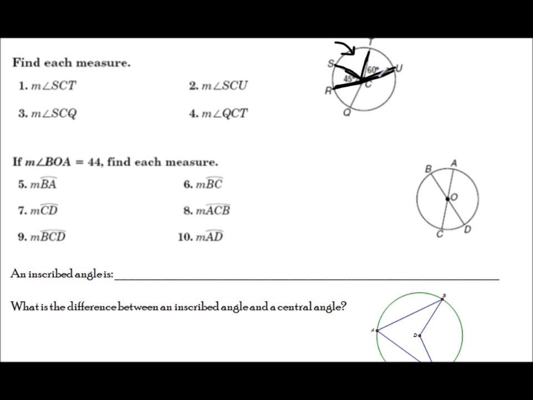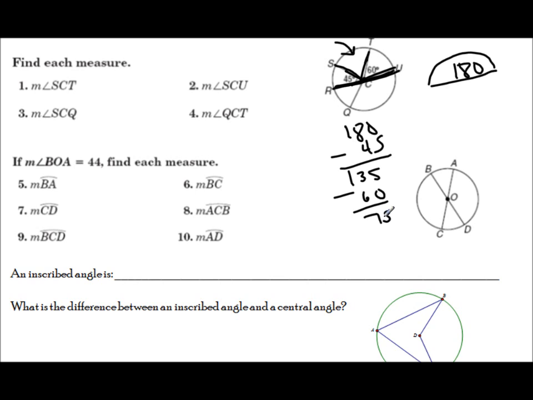And we don't know this angle right here. But if you notice, this is the diameter of the circle. So it represents half of the circle, 180 degrees, or a straight line, which has an angle measure of 180 degrees. So of that 180 degrees, we already used 45, and that would give us 135. And we've already used 60, so that would give us 75. And that's what this angle measure is here.